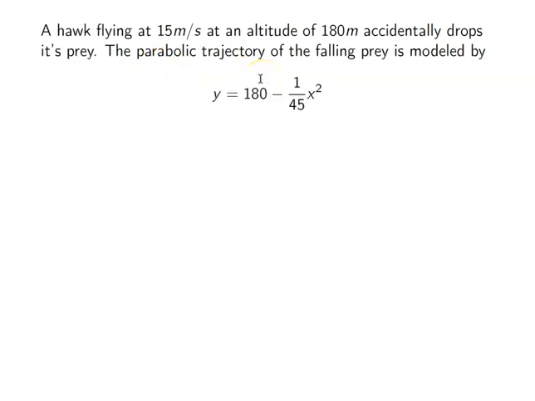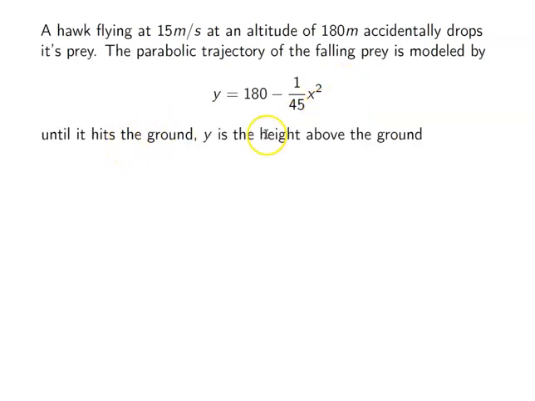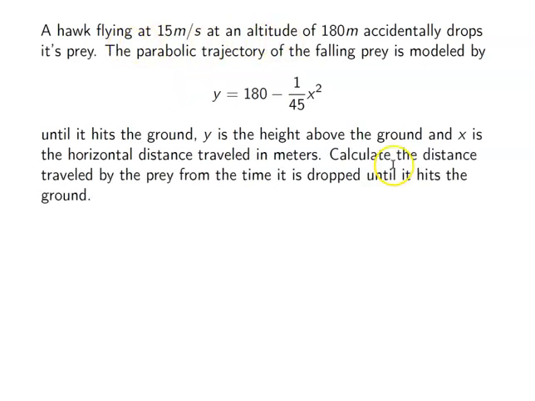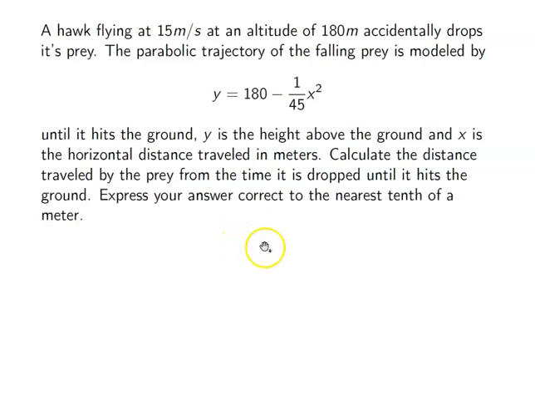Okay. We can model that arc with y equals 180 minus 1 over 45 x squared until it hits the ground. So y is the height above ground, and x is the horizontal distance traveled in meters from when the hawk dropped its prey. So we want to calculate the distance traveled by the prey from the time it dropped until it hits the ground. We want to express our answers correct to the nearest tenth of a meter.